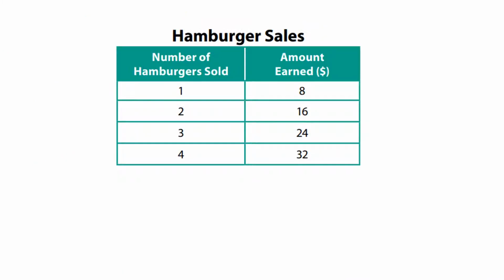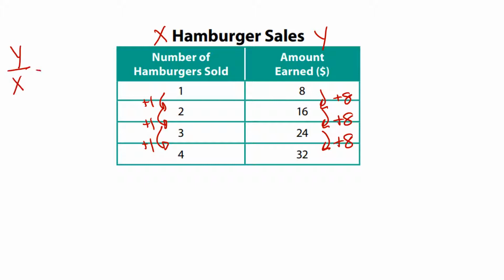For this problem, we're talking about the number of hamburgers sold, which we can label as x, and the amount earned, which we can label as y. Starting here, 1 plus 1 is 2, 2 plus 1 is 3, 3 plus 1 is 4. On the y side, we're doing 8 plus 8 is 16, 16 plus 8 is 24, 24 plus 8 is 32.